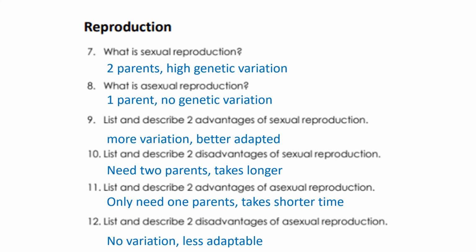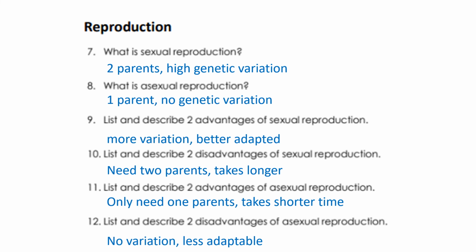Number 10, 2 disadvantages of sexual reproduction. You need to have 2 parents. So the 2 parents are going to have to find each other. If there aren't that many individuals, that could be difficult. Like, you know, when organisms are going extinct, that sort of thing. And then also it's going to take a lot longer. The gestation period is going to be longer. So it's just not going to happen as fast.